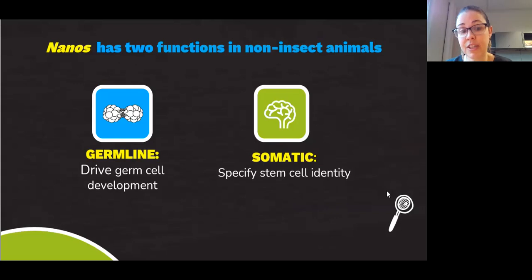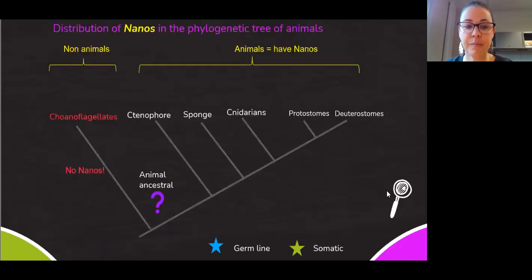One function is in the germline, which means that it works in different ways to produce viable gametes, driving germ cell development. But it can also work in somatic cells. In this case, it specifies stem cell identity.